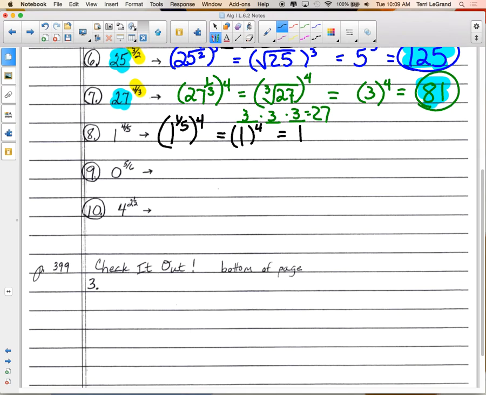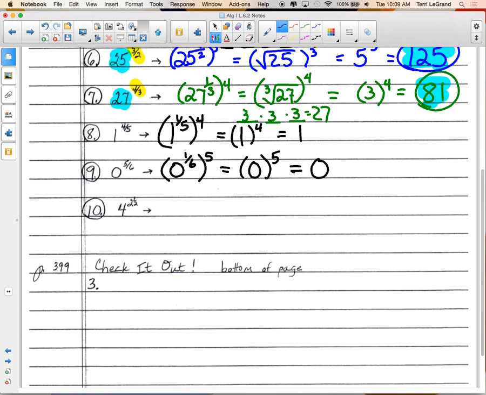Okay, how about 0? This is saying 0 to the 1/6 power raised to the 5th power. What times itself 6 times gives you 0? 0. Okay. 0 times itself 5 times gives you 0. Do you think 0 has its own special rule? Yeah. Okay, then state it for me. No matter what you multiply it by, it's still going to be 0. Well, that's a multiplication rule for multiplying by 0. We're talking about powers. Whatever power you do, it's still going to be 0.